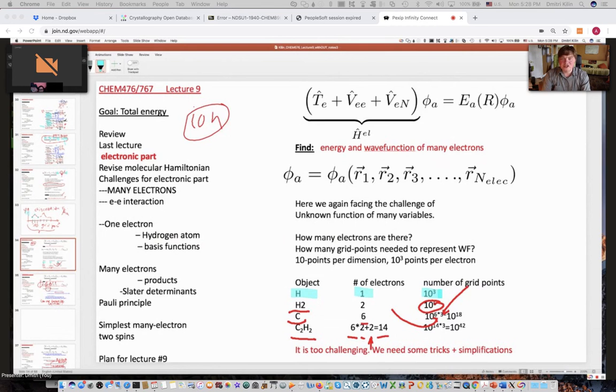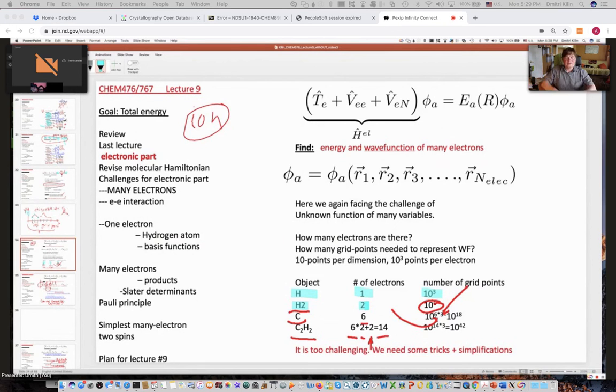How would it change if we have an H2 molecule? So it has two electrons, and each electron needs independent grid points for its wave function. So instead of 10 to the power 3, it will be 1,000 for the first electron, another 1,000 for the second electron. But since they are independent, we are not adding these numbers together, but multiplying them. So in order to describe the wave function of molecular hydrogen H2 in a very rough numerical way, we need 10 to the power 6, a million points. We can do it. We can create a 1 megabyte Excel file with a million grid points.